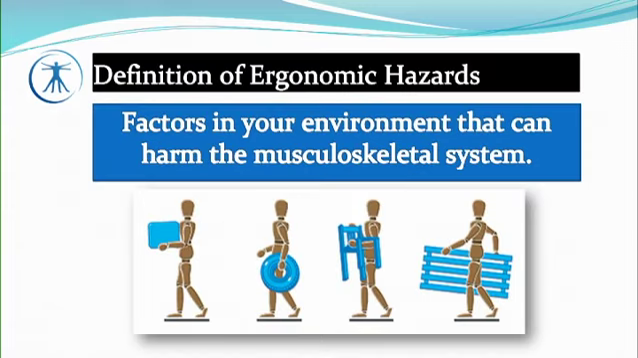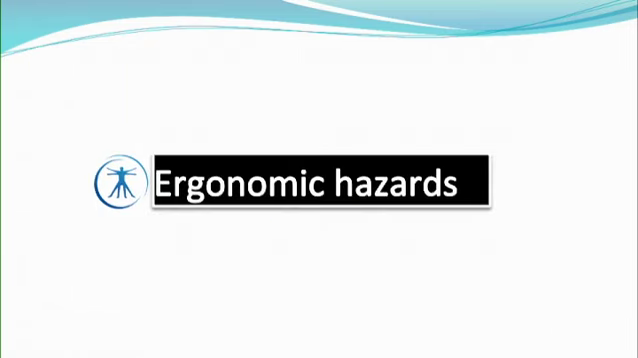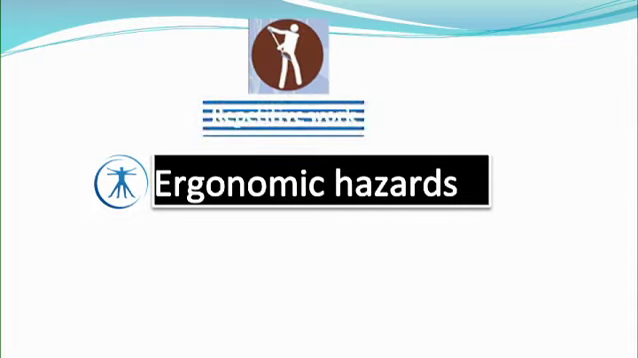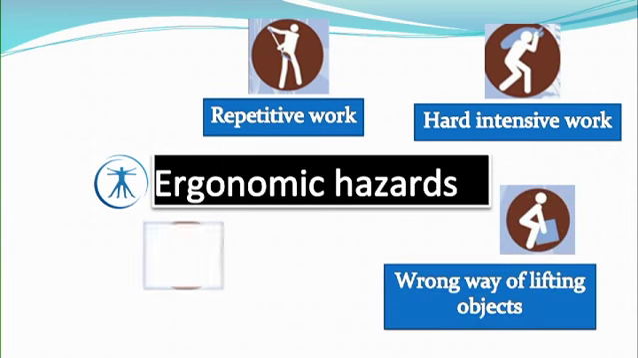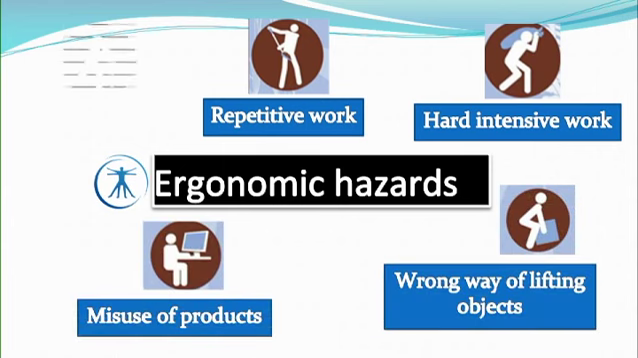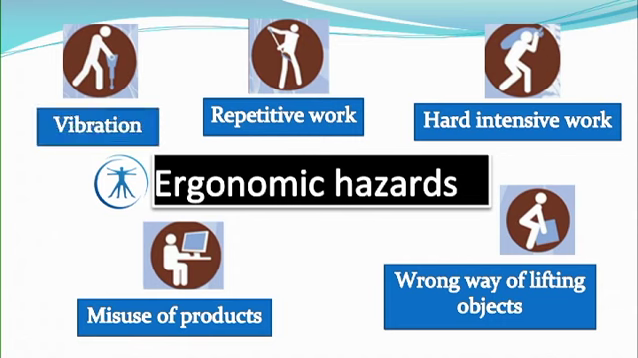What are ergonomic hazards? These are factors in your environment that can harm the musculoskeletal system. The main causes of ergonomic hazards are repetitive work, hard intensive work, the wrong way of lifting of objects, misuse of products, and vibration.